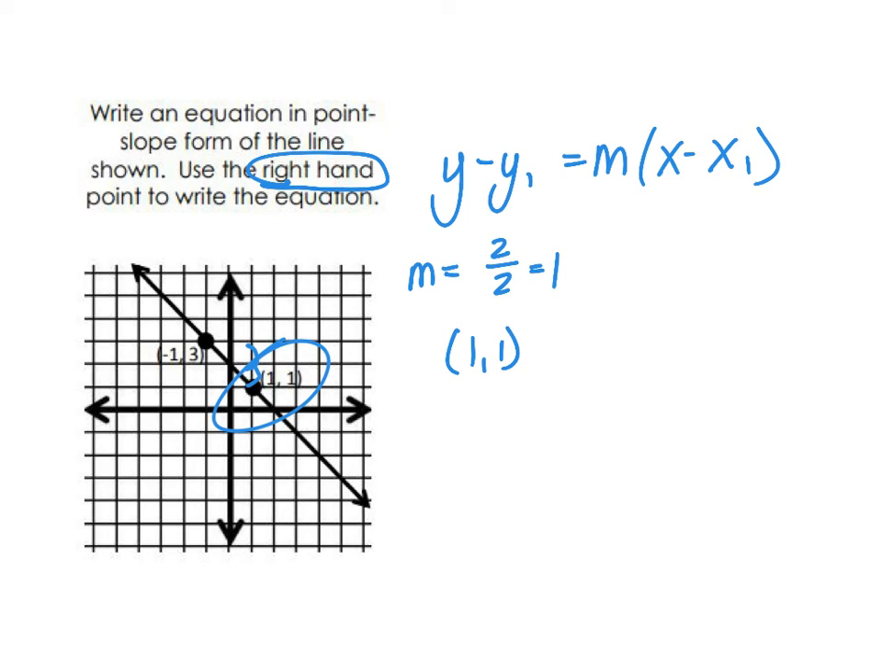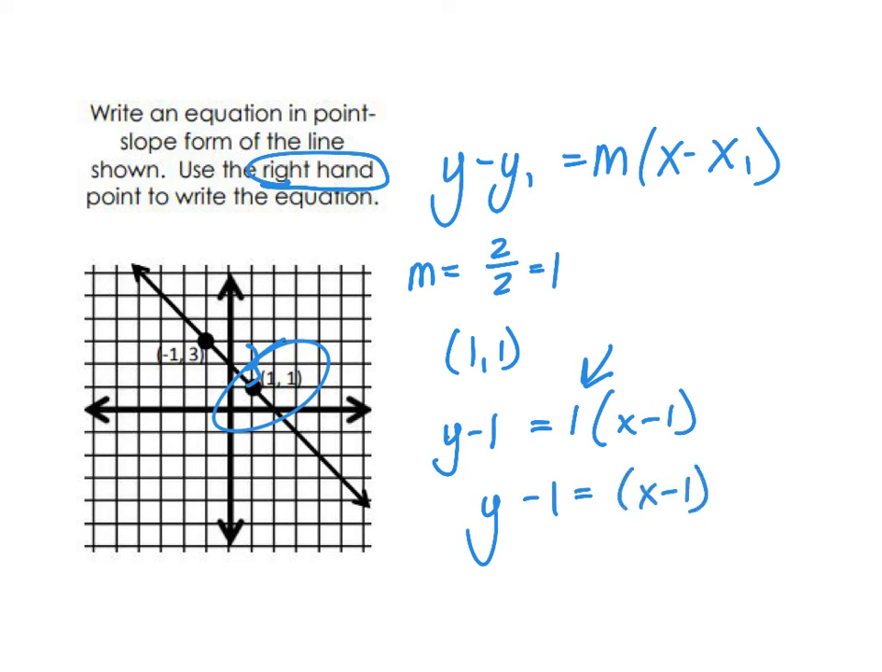So then we have our point and our slope. So then we would do y minus 1, because when we put it in, it's opposite, equals 1 times x minus 1. Now, we don't need this 1 right here, so we really could write y minus 1 equals x minus 1. And we really don't even need the parentheses, and it would still mean the same thing. So the equation that we need is this one here. You can write it with the other point as well. It's just for consistency purposes, we'll always choose the right-hand point.